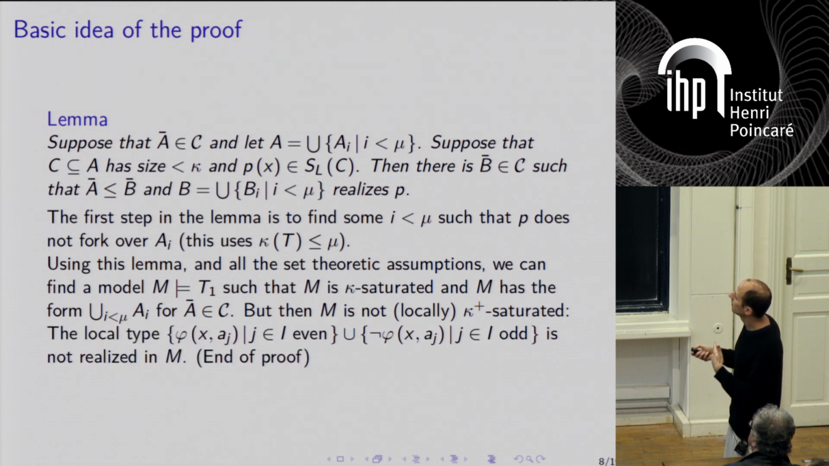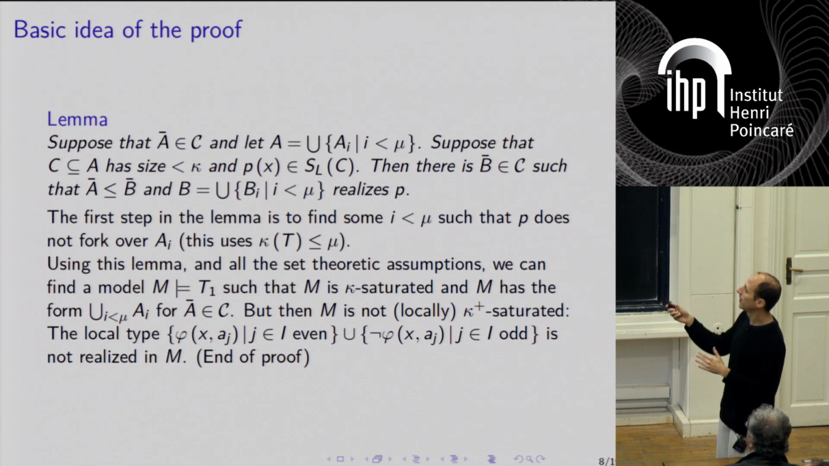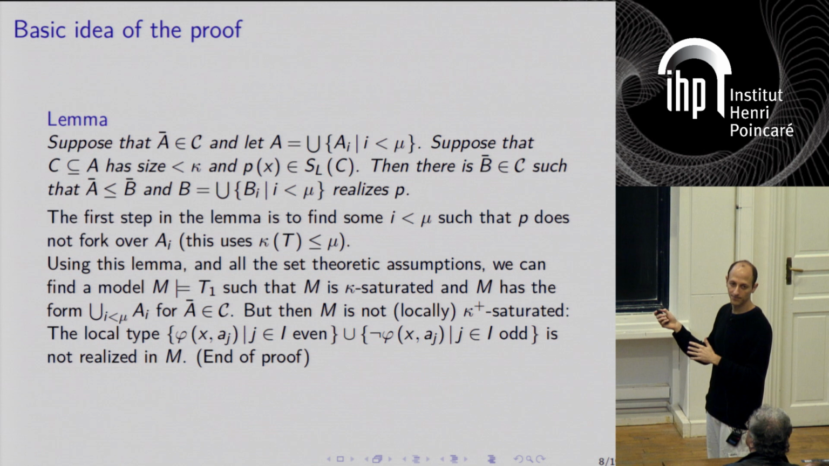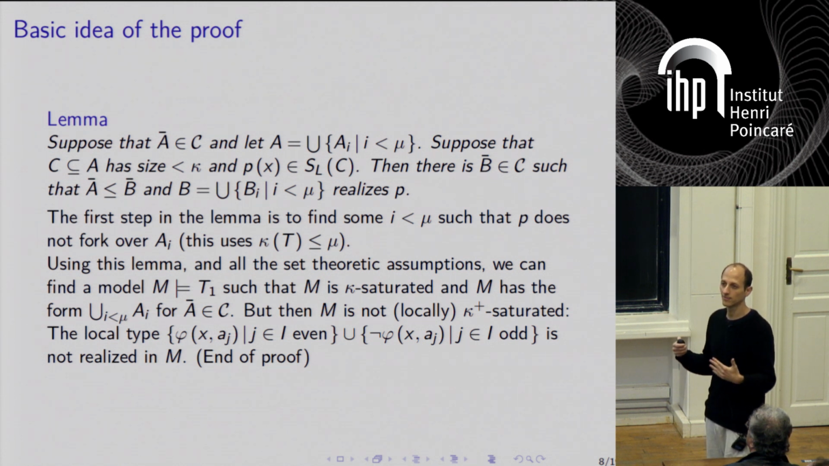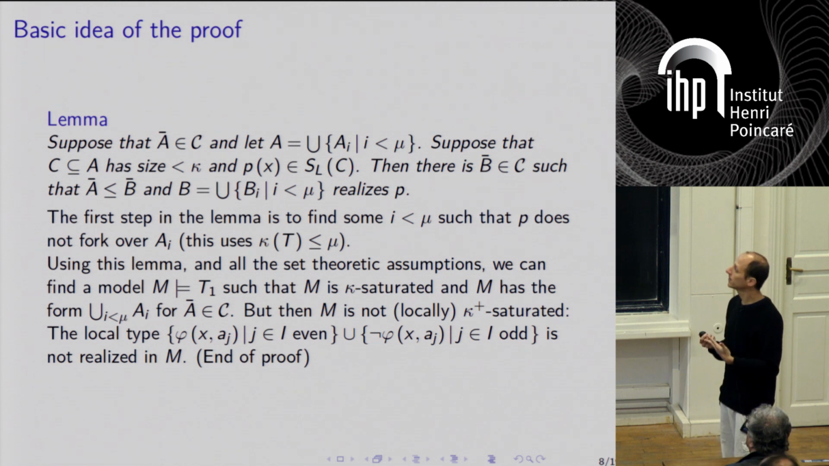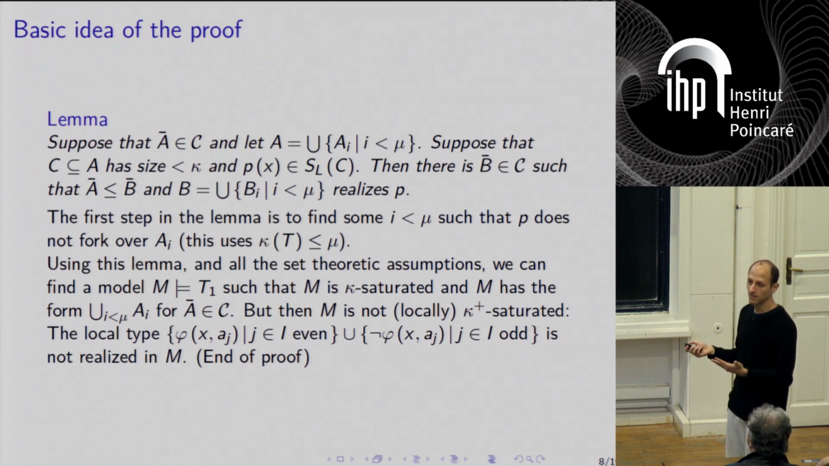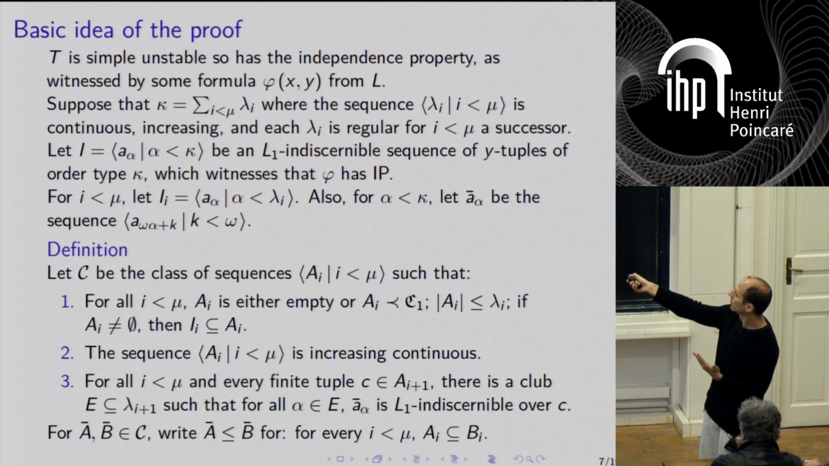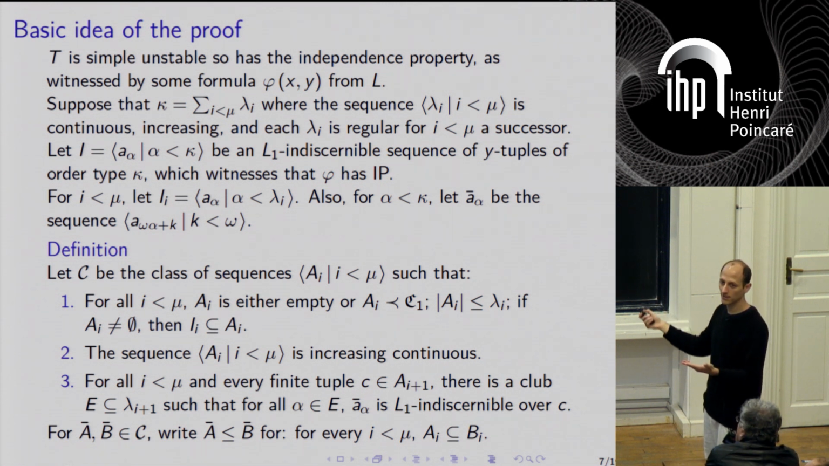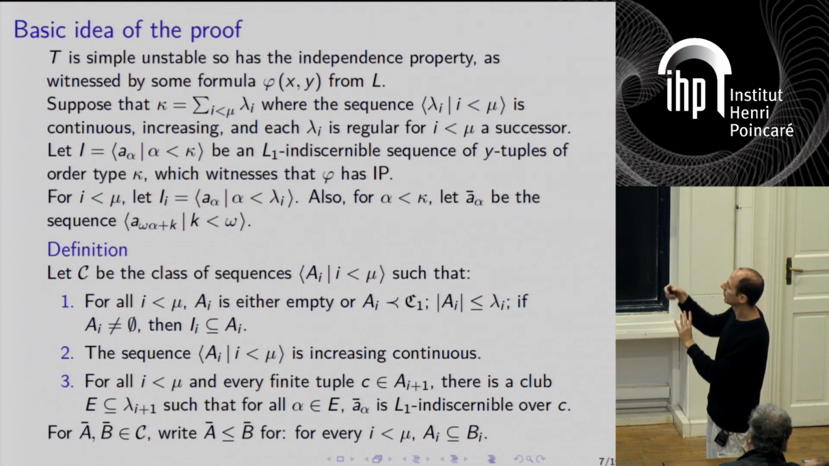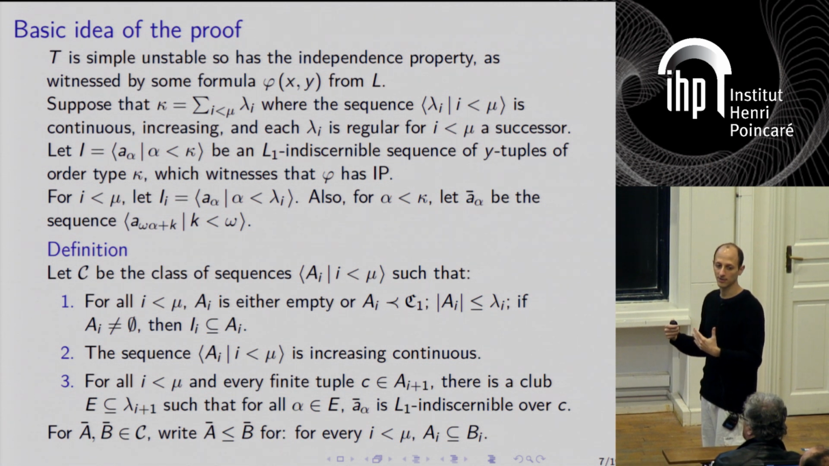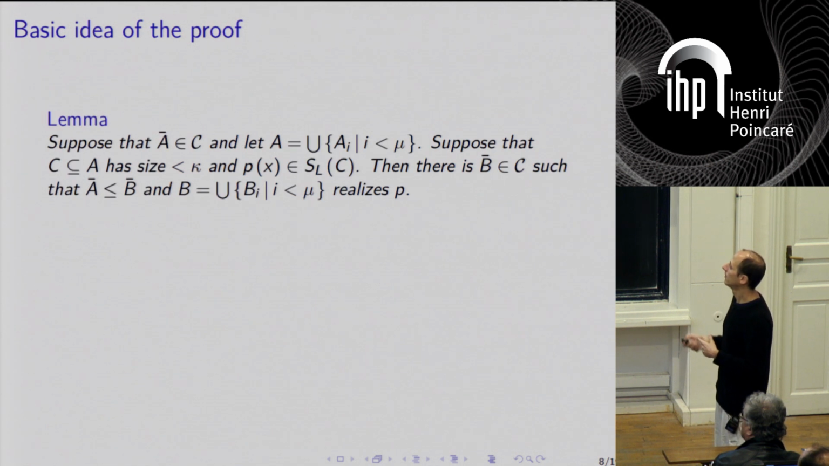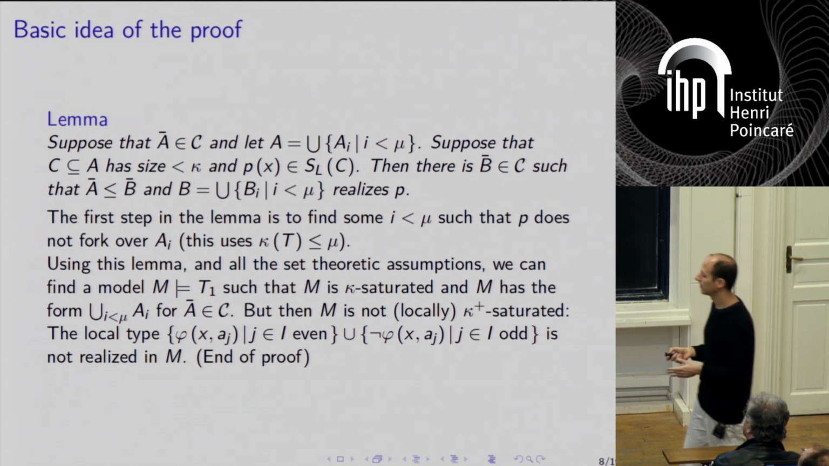So let me see. Just look at the local type. I'm connected to all the even ones. I'm not connected to all the odd ones. This is a type that we know is consistent because phi witnesses having the independence property, but this type is not realized because of this condition in the end: for every finite tuple C, in particular the finite element that realizes this type, there is some club such that for all elements in this club, the omega sequence starting from that element is indiscernible over this C. So how could it be indiscernible and saying yes, no, yes, no? Okay, so that's the end of the proof.